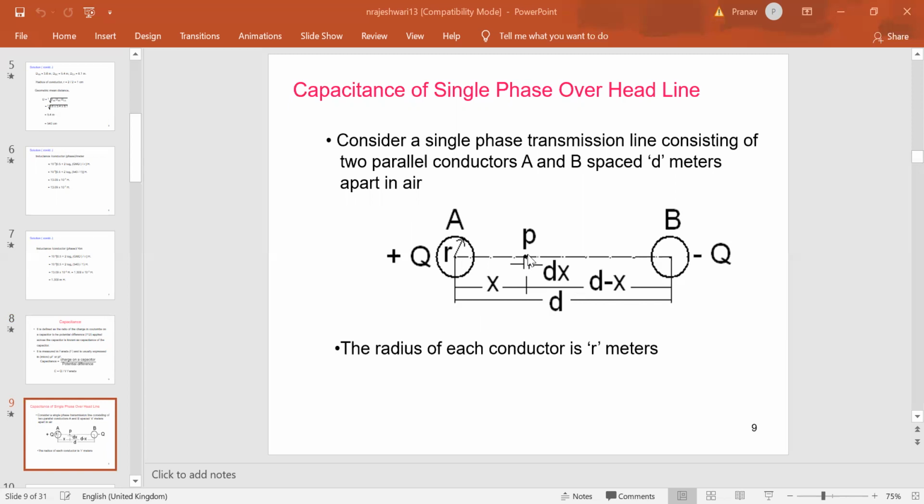So P is a point on the distance D, where the distance from point A to P is x and P to B is d minus x. So this is the smallest distance dx. Plus Q and minus Q are the charges of the two parallel conductors. So small r is the radius of the conductor. So the radius of each conductor will be small r meters.